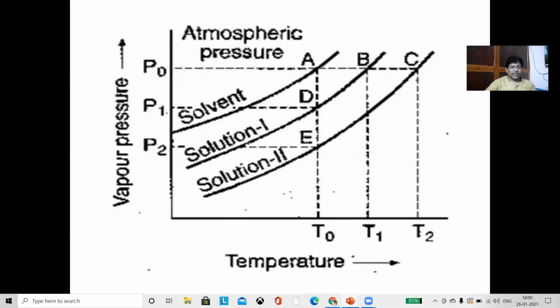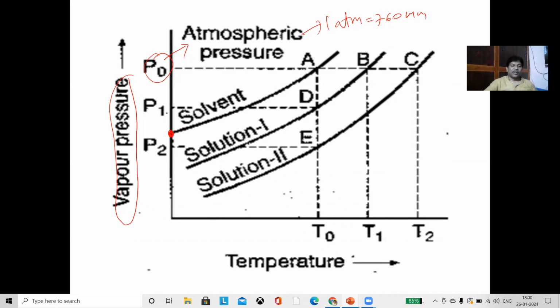Once try to understand the graph here. We have taken vapor pressure and temperature. Suppose you have taken points A, B, C. P naught is atmospheric pressure. The value of atmospheric pressure is 1 atm, which is equal to 760 mm.